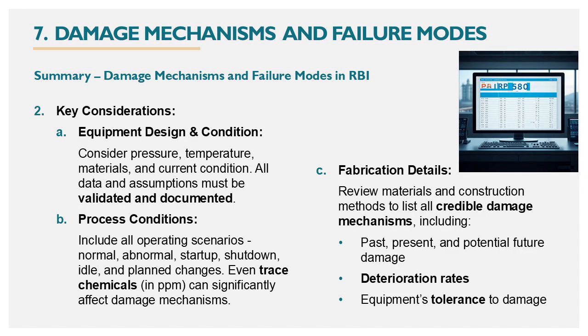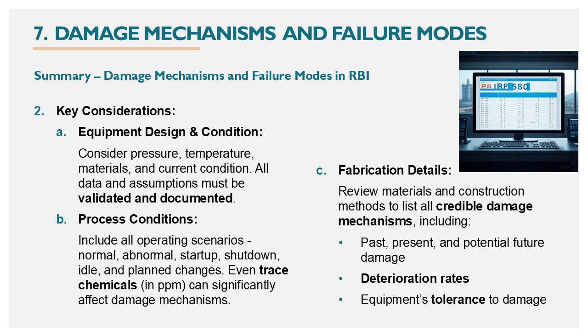Number 2 of the summary of damage mechanisms and failure modes in RBI is key considerations, includes, number A, equipment design and condition, consider pressure, temperature, materials, and current condition. All data and assumptions must be validated and documented.